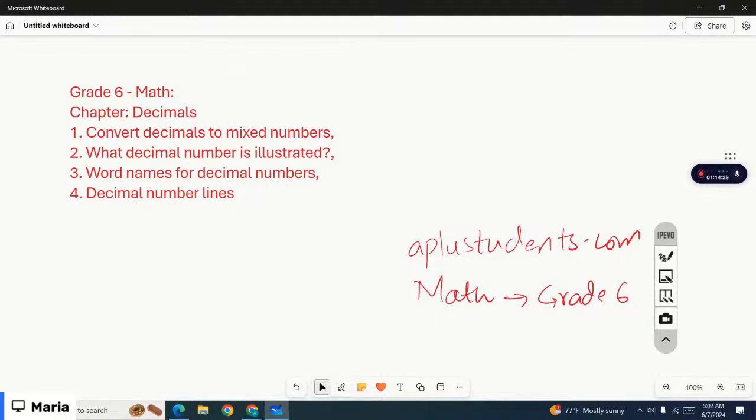We're going to start with the chapter decimals. And the lessons we're going to cover today are convert decimals to mixed numbers, what decimal number is illustrated, word names of decimal numbers, and decimal number lines.